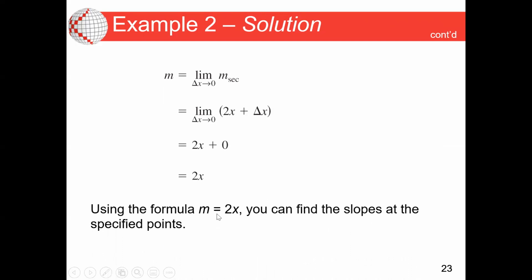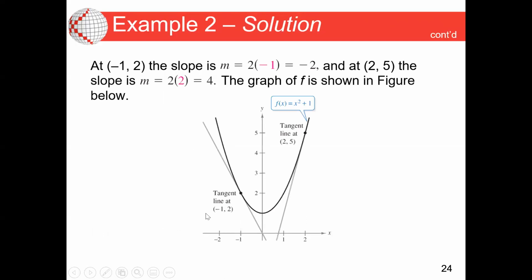So using the formula m equal to 2x, you can find the slope at any point. If the point given to us is (-1, 2), that means x is -1. So we substitute into 2x, it will be 2 times -1. The second point is (2, 5), which means x is 2 now. So 2 times 2. So when x is -1 and y is 2, the slope will be -2.